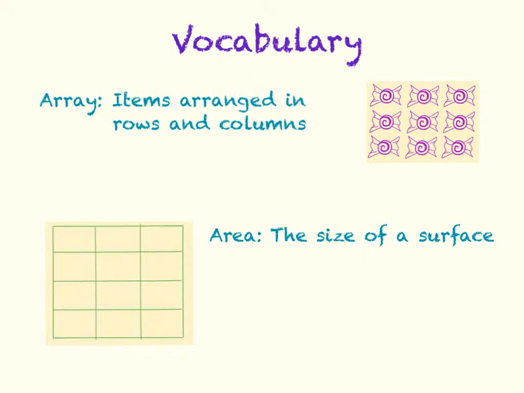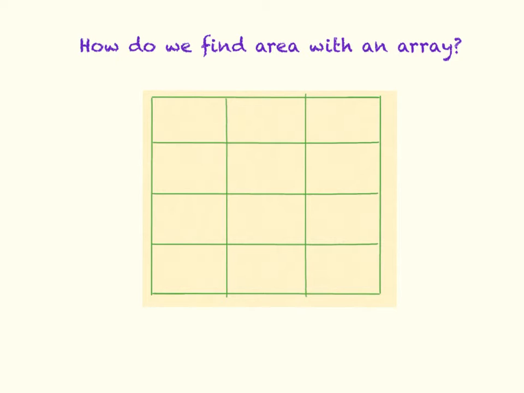Our next word is area, and this is the size of a surface. And we'll be using this square right here to try to find the area. And each box here is a 1 inch by 1 inch square. So first we need to know, how do we find area with an array?